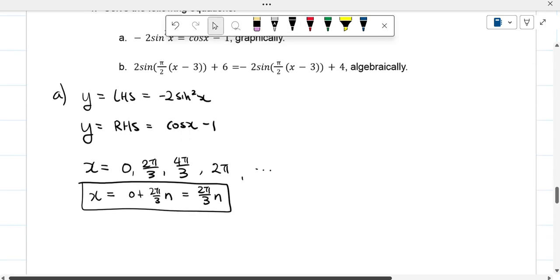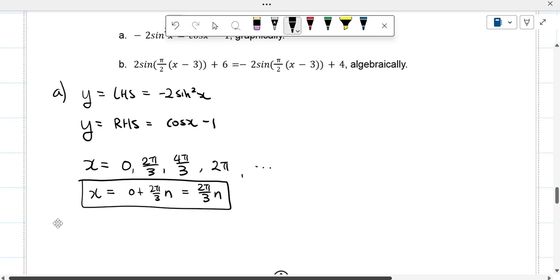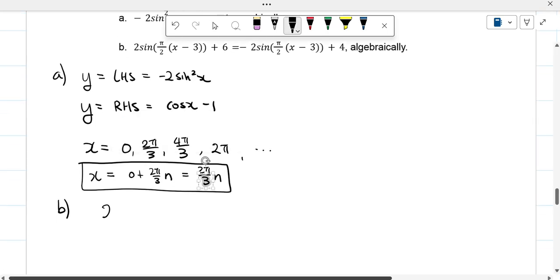So the graphical solution is much easier than the algebraic solution, which we'll do right now. Okay, so we have this awful equation, 2 sine of pi over 2 times, open bracket, x minus 3, close bracket, plus 6 is equal to -2 sine. All right, that's a lot of work. So let's write it down first.